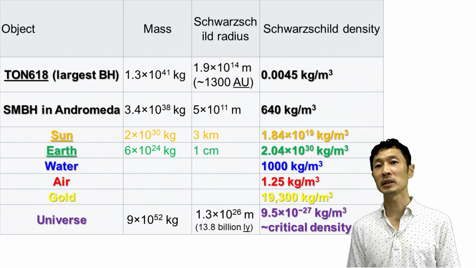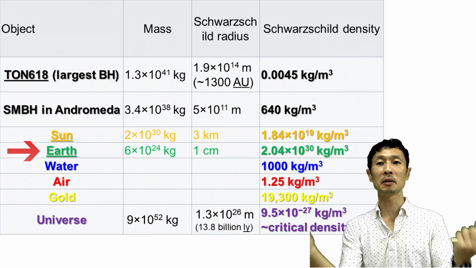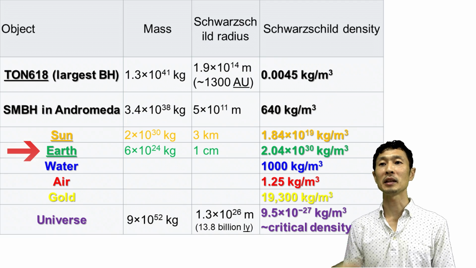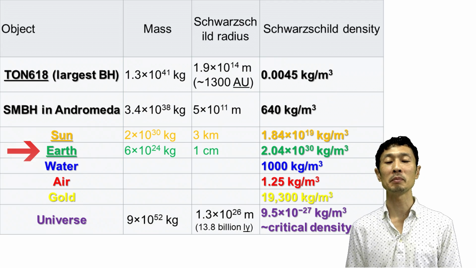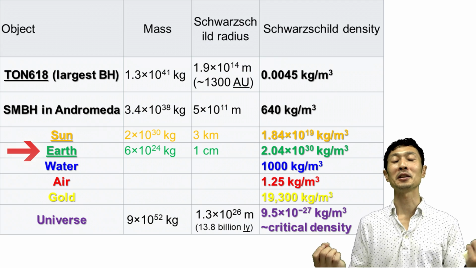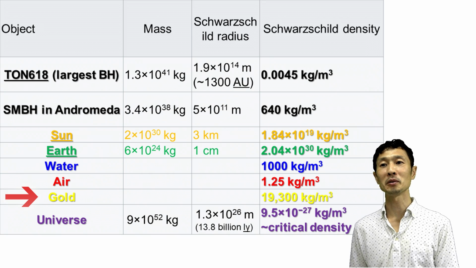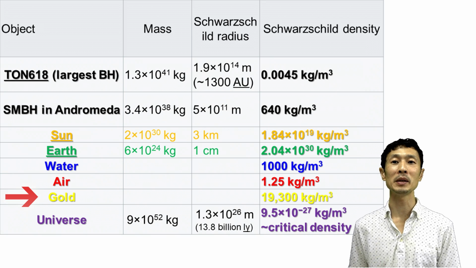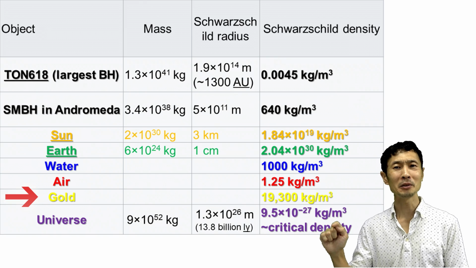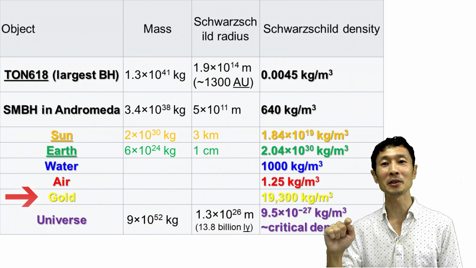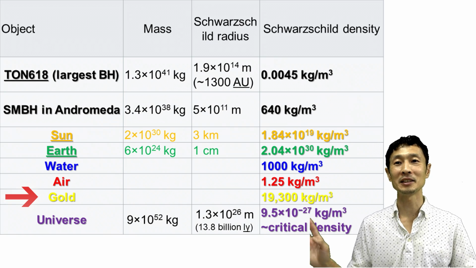Let's start with the Earth. I said if we squeeze the Earth into 1 centimeter, it's going to become a black hole. And what's the density of this Earth black hole? It's 10 to the 30 kilograms per cubic meter. That's an enormously huge density. If you compare to the density of gold, which is 20,000 kilograms per cubic meter, 10 to the 30 is how many orders larger? 26 orders larger than the gold density. This is unimaginably large density.